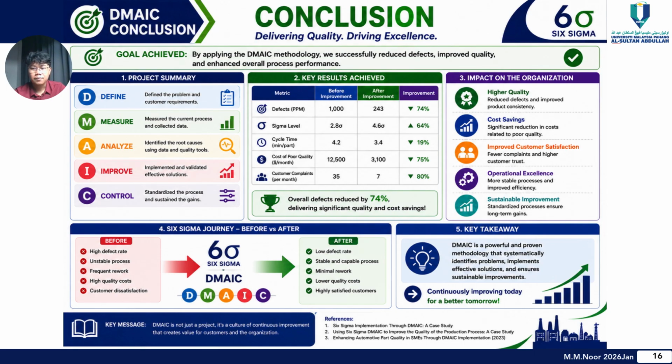Next, the key results achieved table shows the impact of the project. Total defects reduced from 1000 to 243, which is a 74% reduction. Sigma level improved significantly and customer complaints also decreased. And then we have the impact on organization that shows the several benefits achieved, including improved quality, cost saving, increased customer satisfaction, operational excellence, and sustainable improvement.